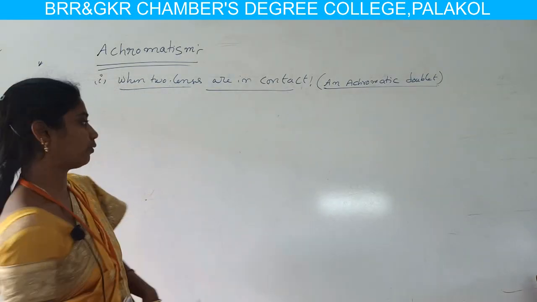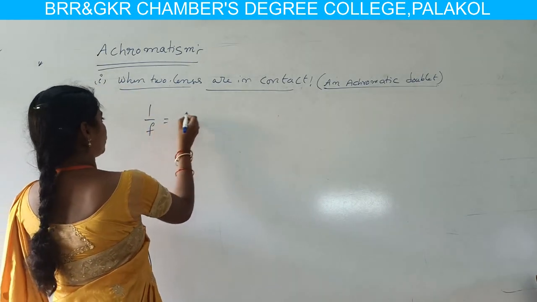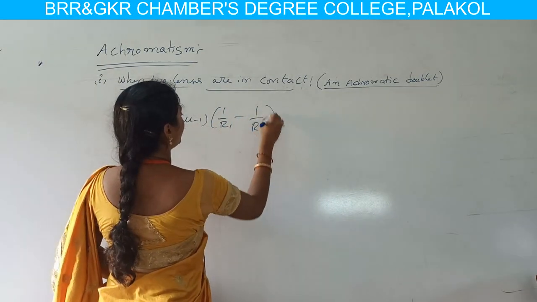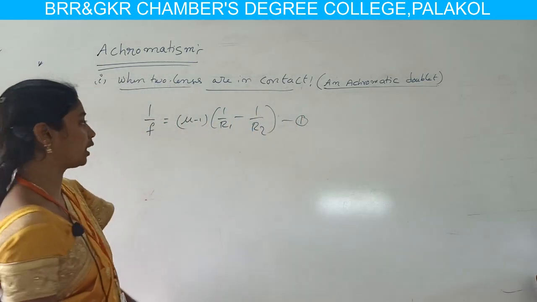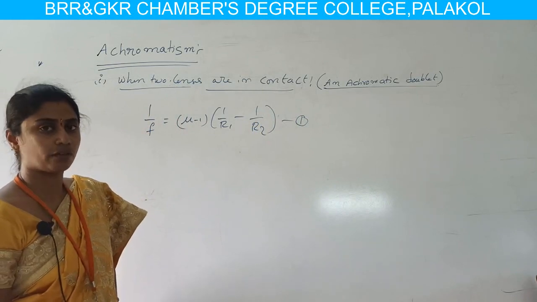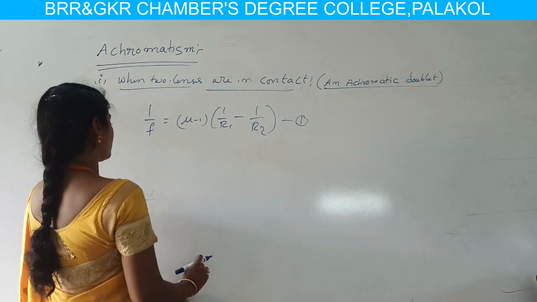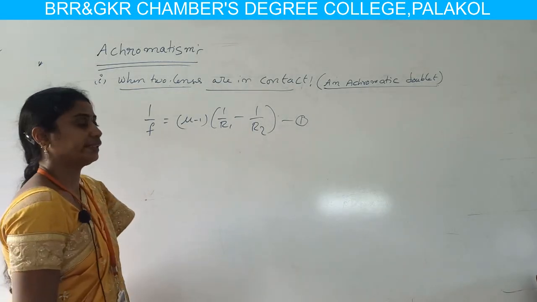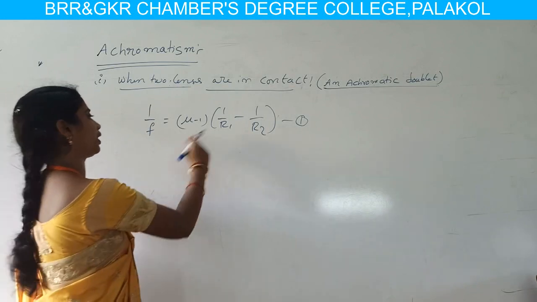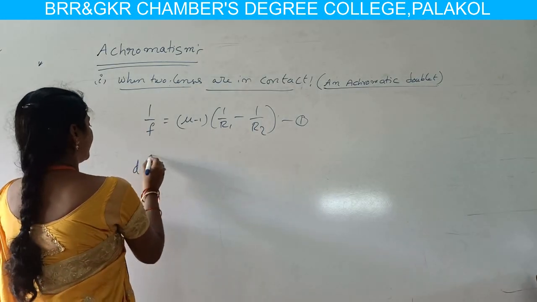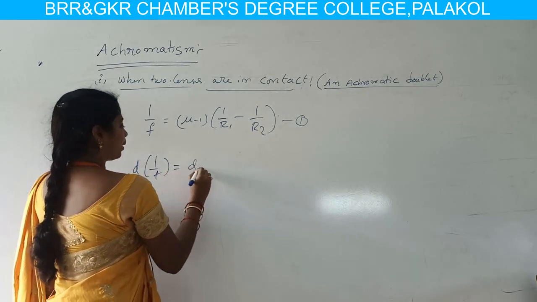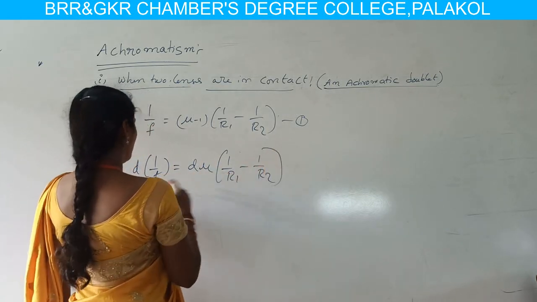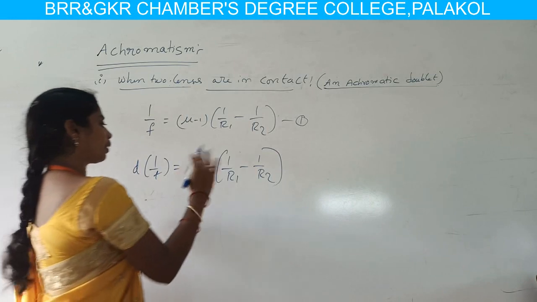We consider the lens formula, which is 1 by f equal to mu minus 1 into 1 by r1 minus 1 by r2. Here f means the focal length of the material we considered, mu means refractive index, and r1, r2 are the radii of curvature of the lens. The refractive index varies from color to color, we know, hence differentiating the equation we have d into 1 by f equal to d mu into 1 by r1 minus 1 by r2, since 1 by r1 and 1 by r2 are constants.